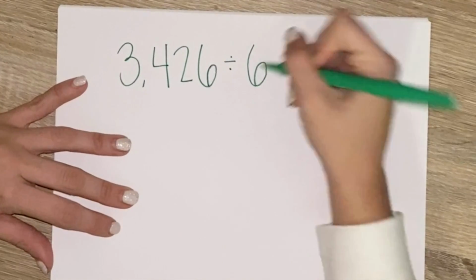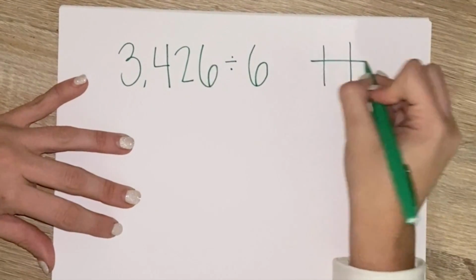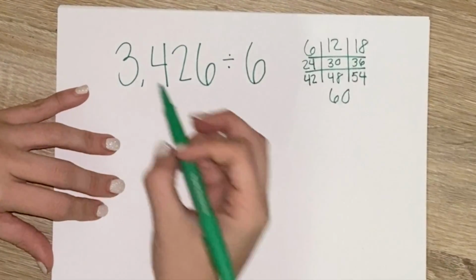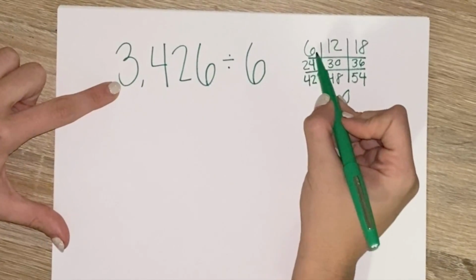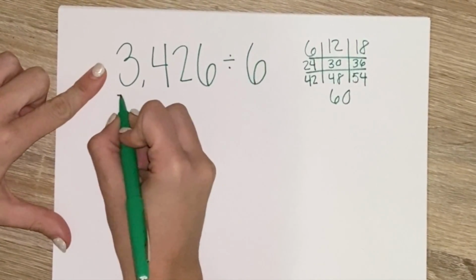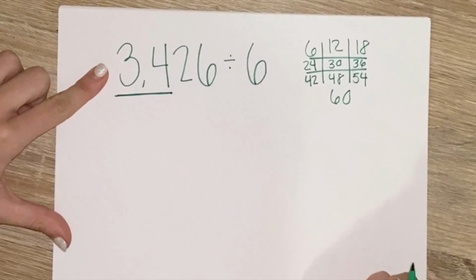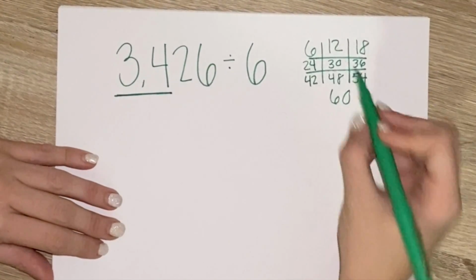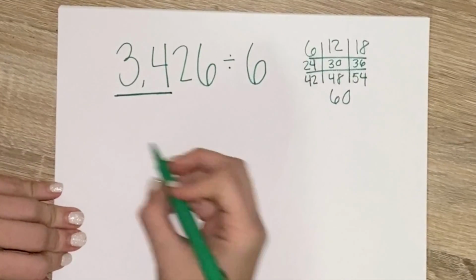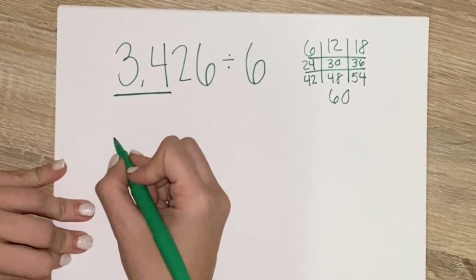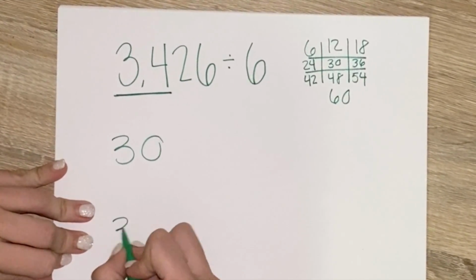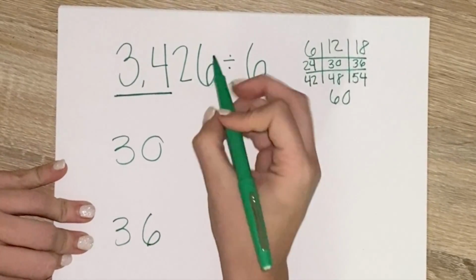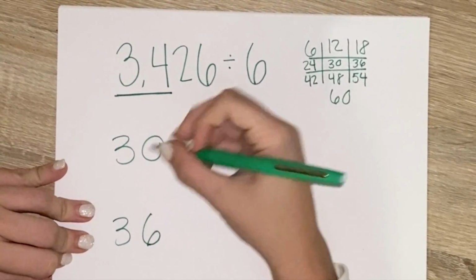3,426 divided by 6. I'm going to make my tic-tac-toe board for 6s real quick. And so since 3 isn't in between 2 multiples of 6, I'm going to underline the first 2 digits, which make 34. So 34 falls in between 30 and 36. So I'm going to replace 34 with 30, and then with 36. And I'm going to replace the last 2 digits for both numbers with zeros.